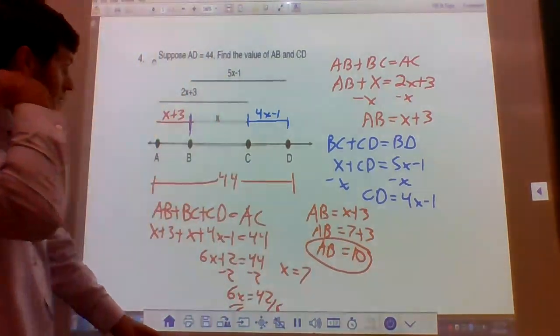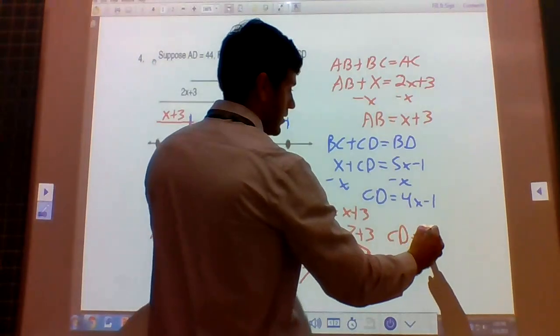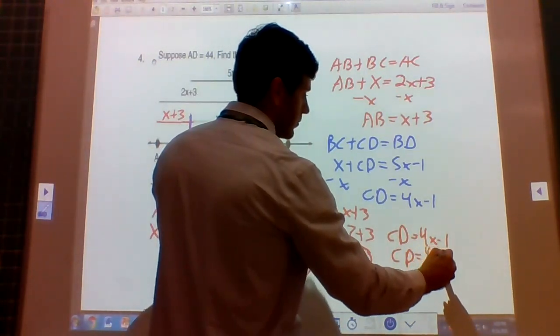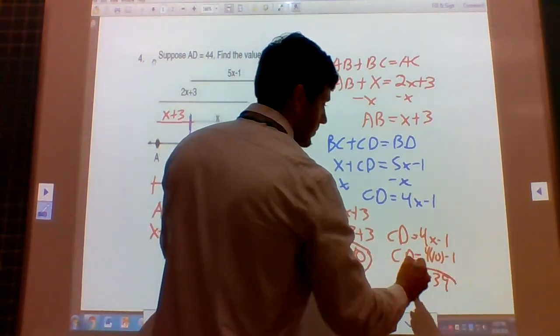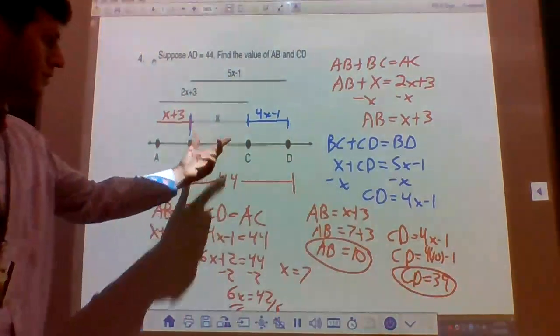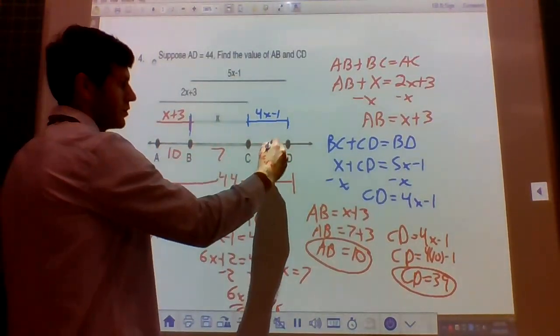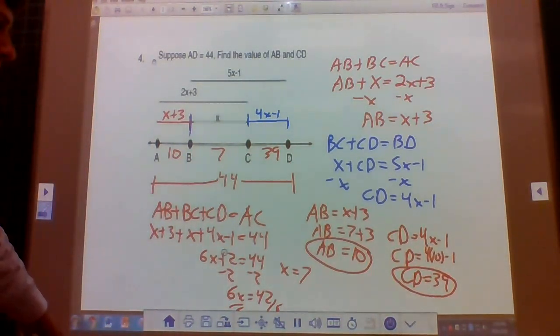Okay, and then we also want CD, which is 4x minus 1. So CD is going to be 4 times 10 minus 1, which is going to be 39. Okay, we can find the middle one too. That's just 7. So this is 7, 10, and 39. Those should add up to 44. They don't, so we screwed up somewhere.